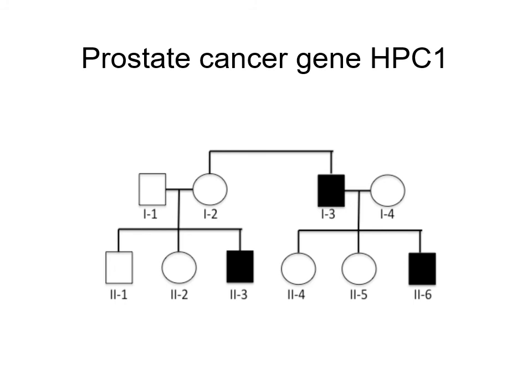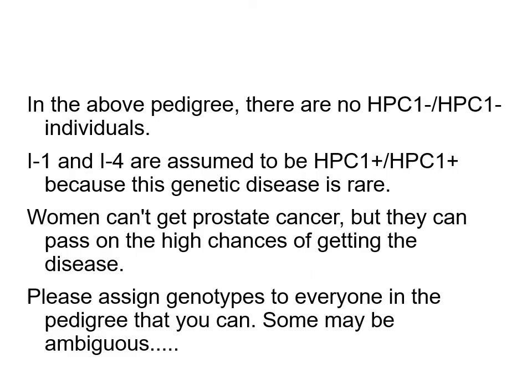And they can pass the mutant allele to their children, and their sons may be at risk for prostate cancer. Here we have a case, 1-2, a female who does not have prostate cancer, but did apparently pass the mutant allele to her son, who does have prostate cancer. So she's an asymptomatic carrier because she passed it to her son without actually showing the disease herself. Her two children, 2-1 and 2-2, you can't tell about them. They each have a 50-50 chance of having gotten the mutant allele, but until they have children of their own or get prostate cancer, you can't really tell what their genotypes are. So try to assign genotypes to as many people in the pedigree as you can, and there are going to be some where you say, I can't tell, because you just don't know yet.